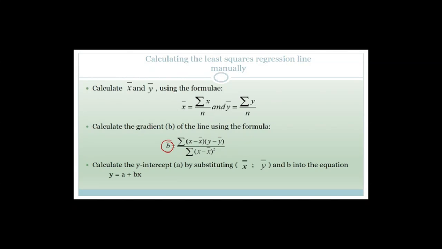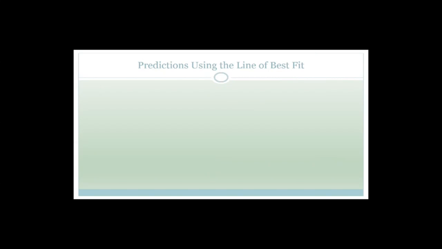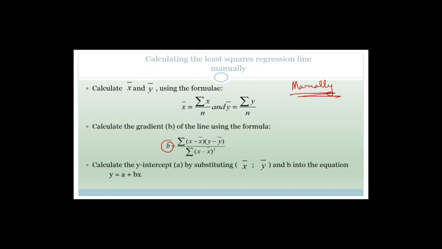Then you calculate the y-intercept by substituting the average x, average y and b into the equation y is equal to a plus bx. This is how you would do it manually. But luckily for us, our calculators have a wonderful facility to work this out, so we are going to show you how to do it on our calculators. If you want to work it out manually, you're welcome to, but seriously, considering the mark allocation for this question compared to the amount of time it would take to do manually, it's not actually worth it. It's better to just learn how to do it on your calculator.